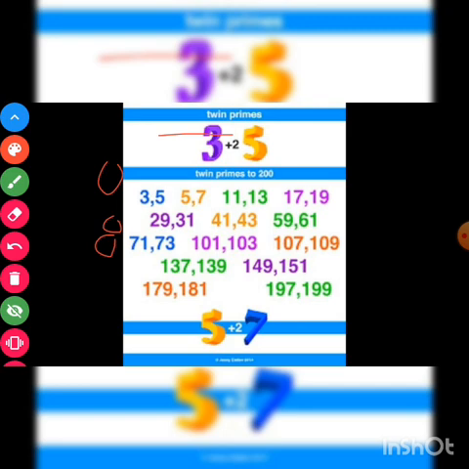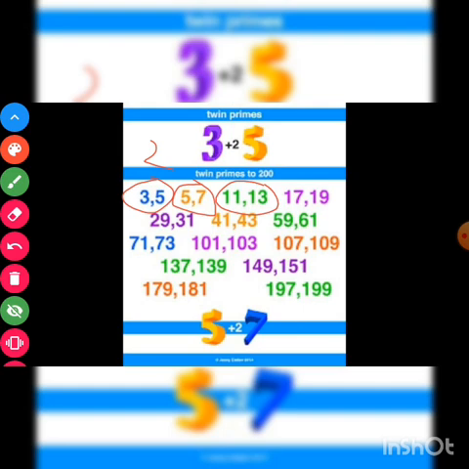Now the next pair of twin primes are 3 and 5. 3 is a prime number, 5 is a prime number, and the difference between 3 and 5 is 2. Similarly, 5 and 7 is the next twin prime pair. They are prime numbers and they have a difference of 2. Now 11 and 13. They are also prime numbers and they have a difference of 2.